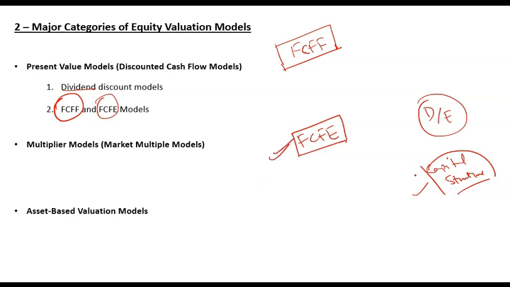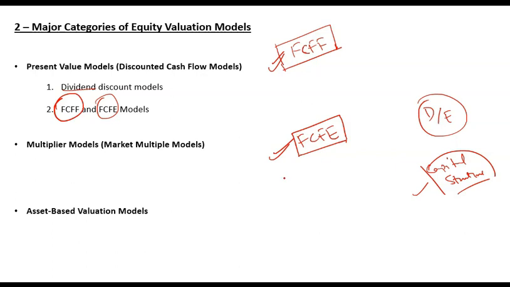But if there is a company for which we know that capital structure can change or has been changing, then we will use FCFF. So if the capital structure is expected to change, then it is better to go for FCFF. If capital structure is stable, then you can just go for FCFE.